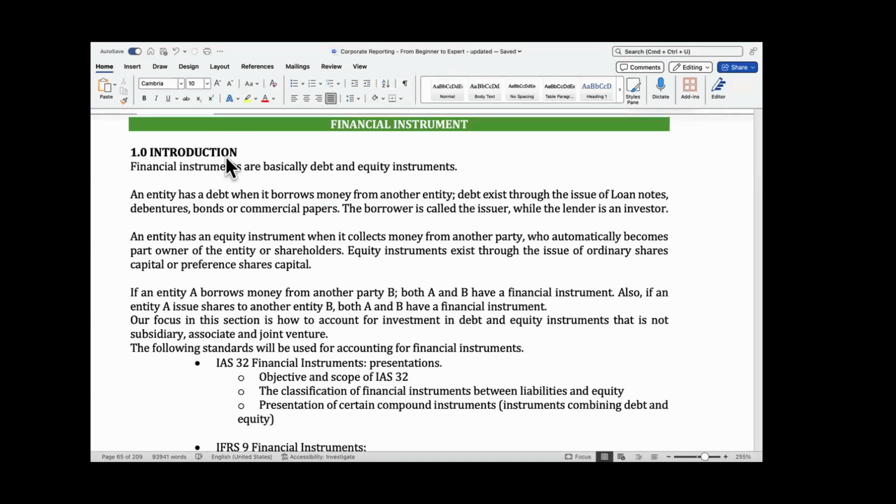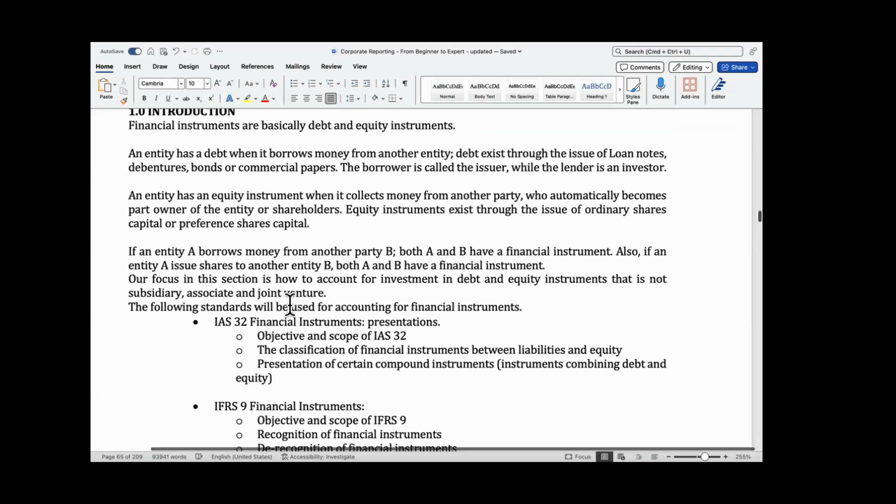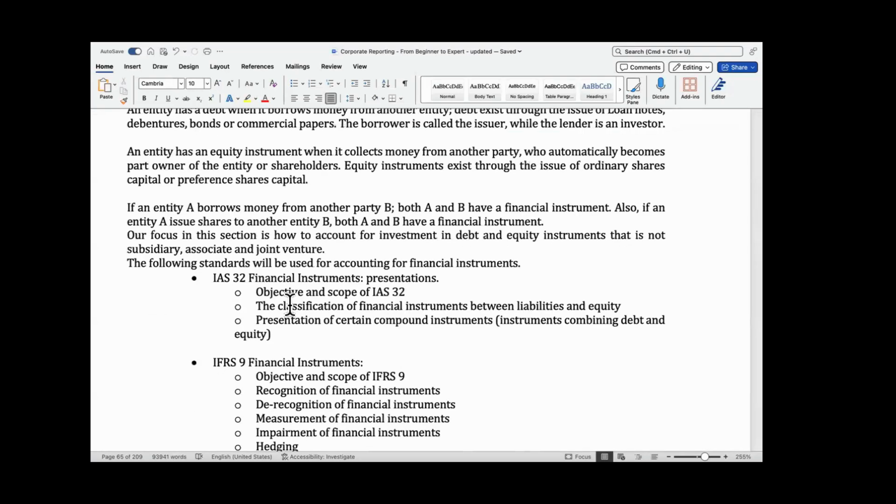Today, we are going to continue from where we stopped, which is financial instruments. So far, we have understood the background on financial instruments. We understand that everything we want to learn here on financial instruments is basically around debt and equity instruments. And even before the definition, I established the fact that we are going to be using two standards to learn financial instruments. These standards are IAS 32 and IFRS 9.